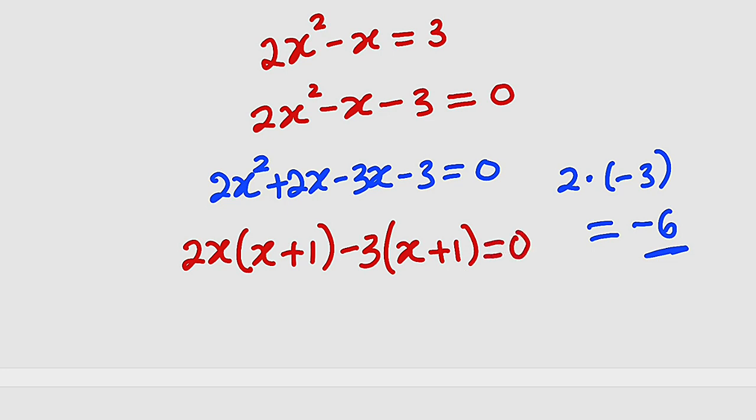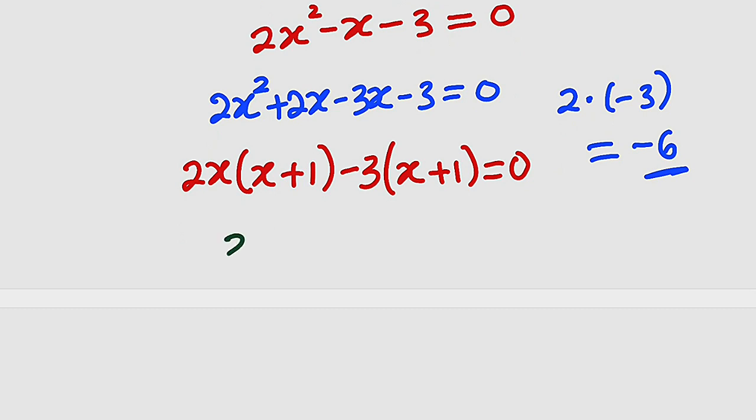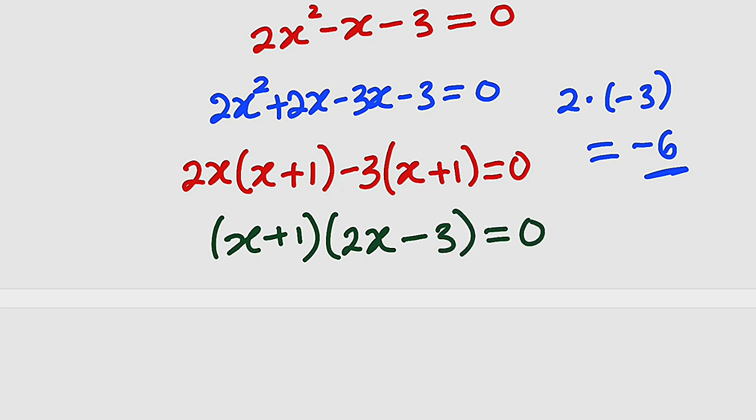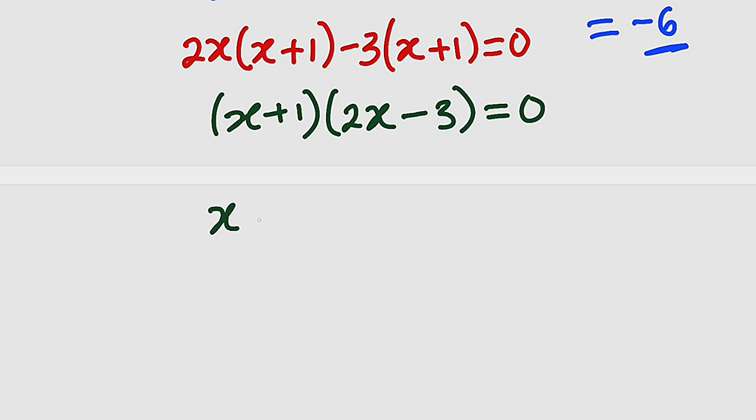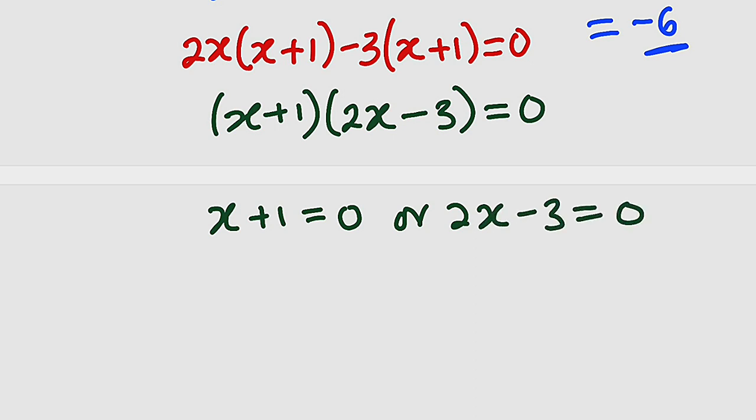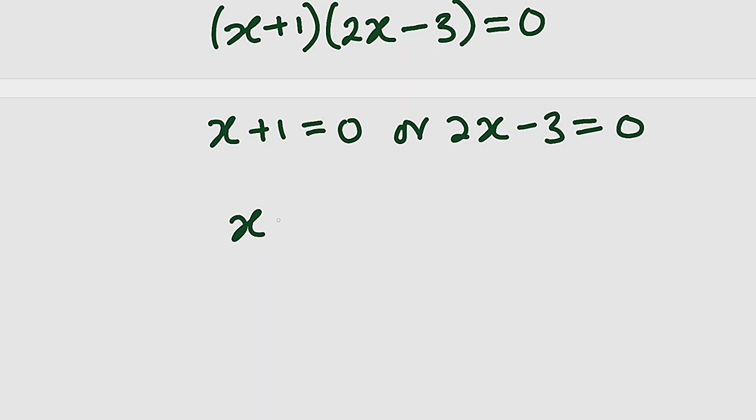The 2 brackets are exactly the same, so we bring 1 out, x plus 1. From the first term, we have 2x left. From the second term, we have negative 3. And this is equal to 0, right? Then we're going to set each factor to be equal to 0. Either x plus 1 equal to 0 or 2x minus 3 equal to 0. And hence, x could either be equal to negative 1 or x equal to 3 divided by 2.